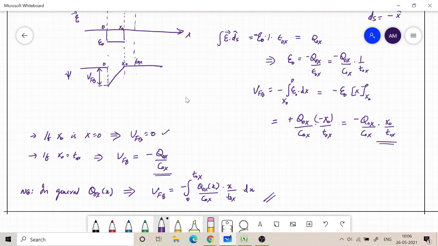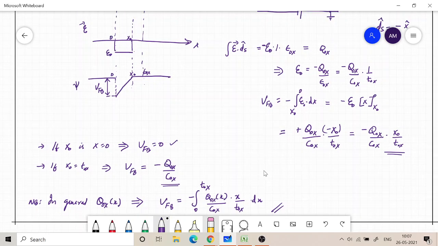In other words, what we are doing is slicing the entire region into small strips, and we are integrating each strip. Each strip will give you Qox into x, so Qox of x dx. That way, inside the strip you can treat Qox as a constant. When you integrate, you will get x there, but for a different strip it will be a different value. So it is just an integration when the function is not a constant. So this is our flat band voltage.